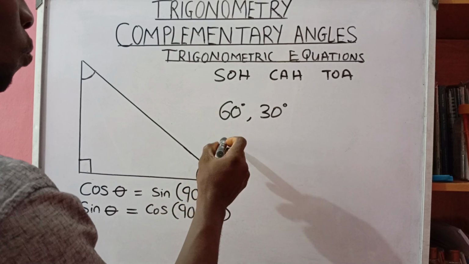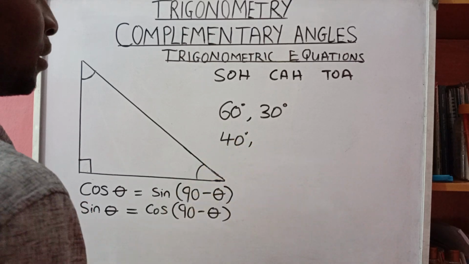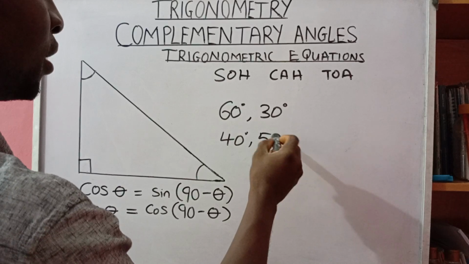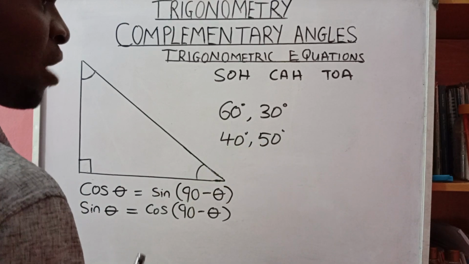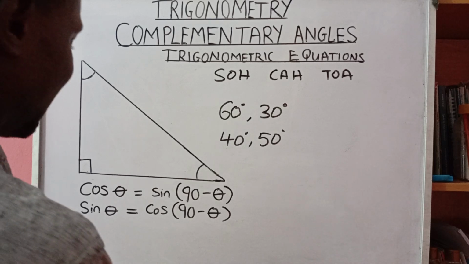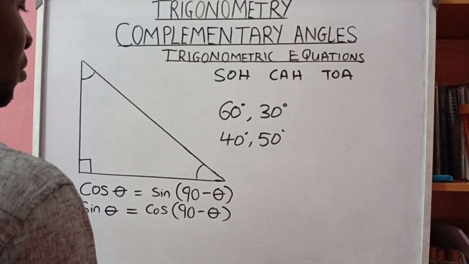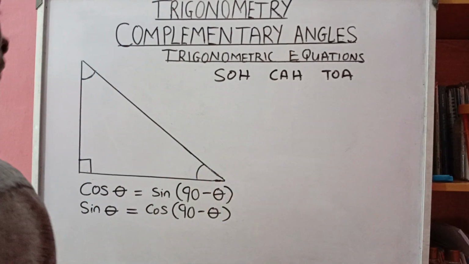Let me ask again, what is the complement of 40 degrees? The complement of 40 degrees is 50 degrees. Because when you say 40 plus 50, that will give us 90 degrees. So the two angles that add up to 90 degrees is known as complementary angles. I hope that is quite clear. All right, so let's move further.